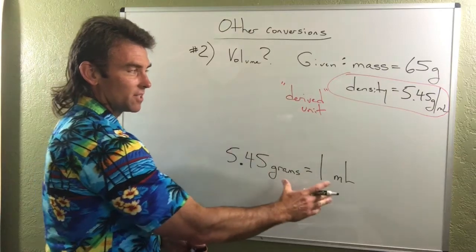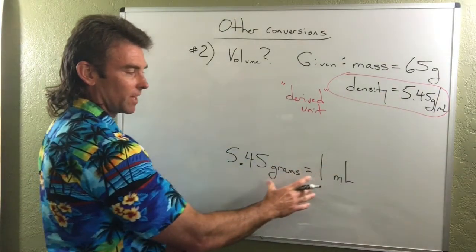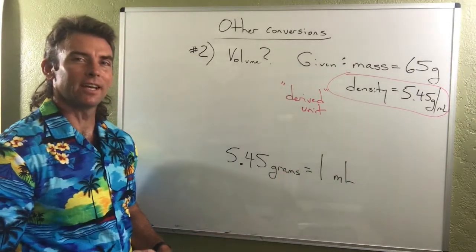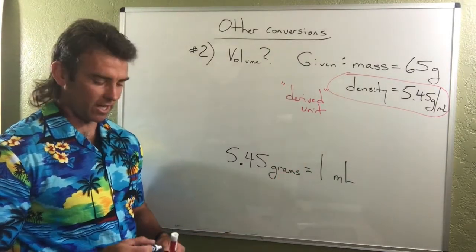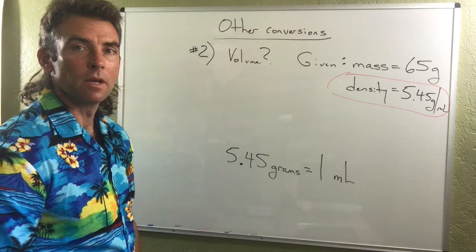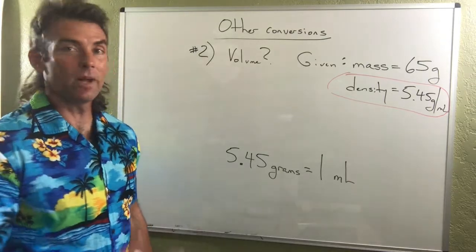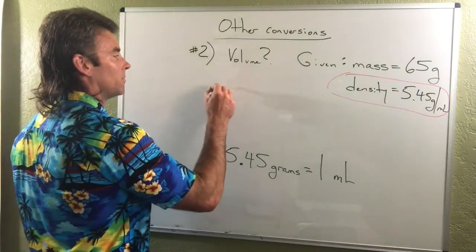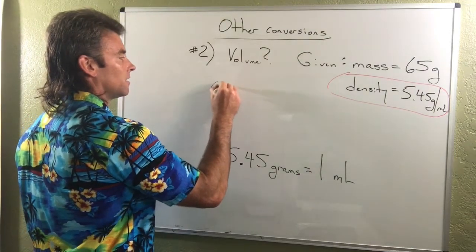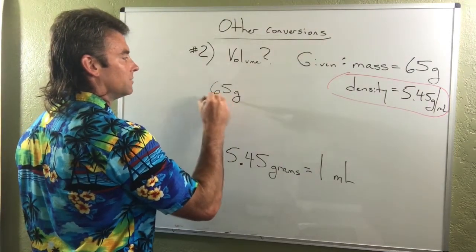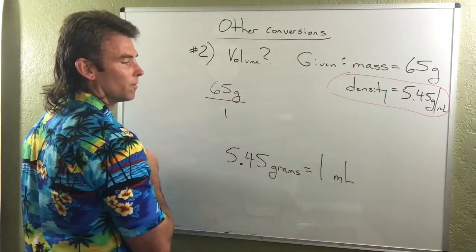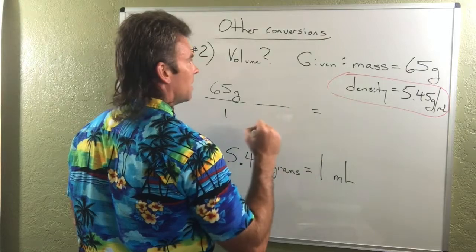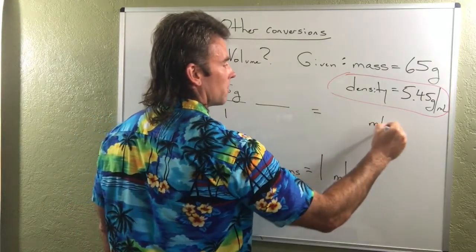With derived units, the second I see something per something else, I usually write it out like this because I know, especially in a chemistry class, some sort of calculation is coming. So how are we going to set this up? Pretty much the same way that we've seen before. We're going to put 65 grams over 1. We're going to put a conversion factor, and we're going to keep in mind where we want to go.